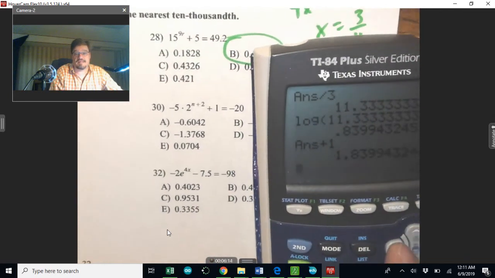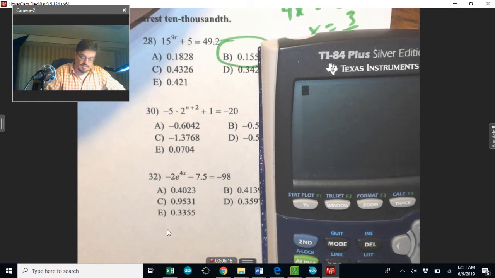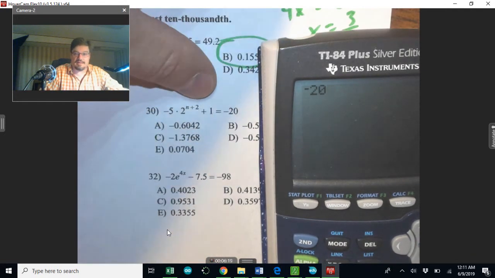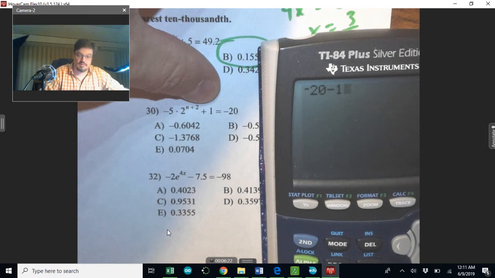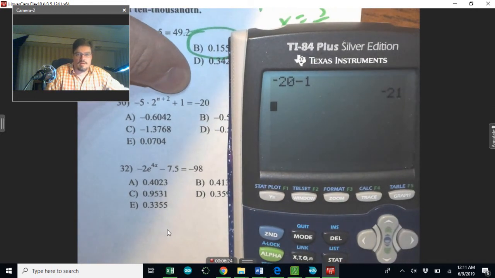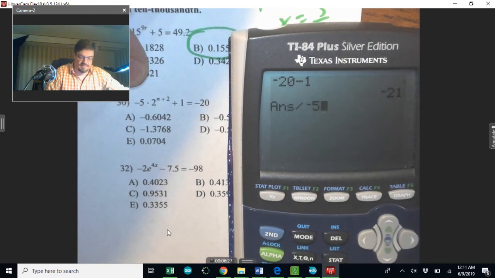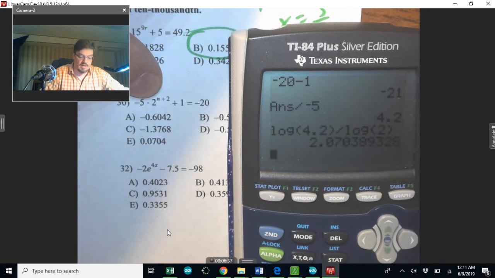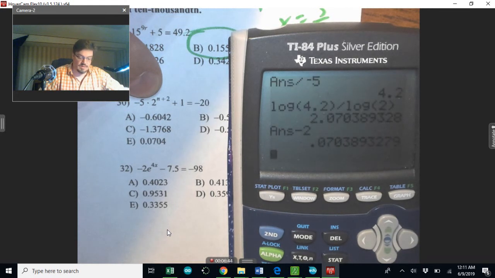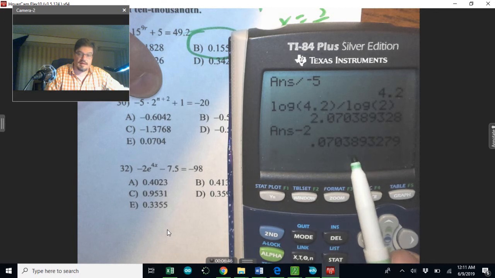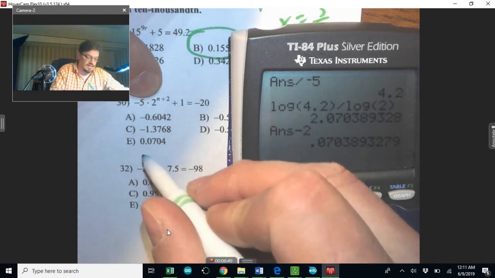Alright, I'm going to do the same thing over here. So I start off with negative 20. What will happen is he will subtract 1. Okay, then I'm going to divide by negative 5, 4.2. I'm going to take the log of 4.2, and I will be dividing by the log of 2. Okay. Now n plus 2 equals that. So if I want to undo that, I have to say minus 2. So my answer is, okay, that will round up to 4, so it looks like it's E.